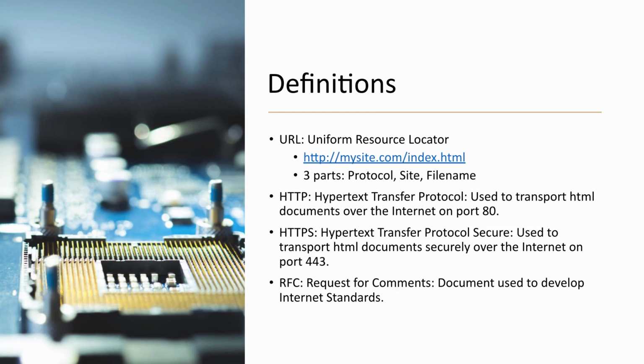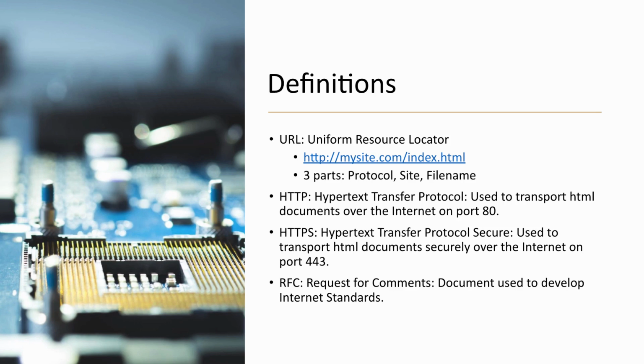The next definition is HTTP itself, and it stands for Hypertext Transfer Protocol, and that's what's used to transport HTML documents over the internet, and it's done on port 80, and this is done over TCP/IP, and we'll talk a little bit more about networking a little bit later in the course. HTTPS then stands for Hypertext Transfer Protocol Secure. So this is a secure encrypted way to move HTML traffic over the internet, and it's moved securely over the internet on port 443, also over TCP/IP.